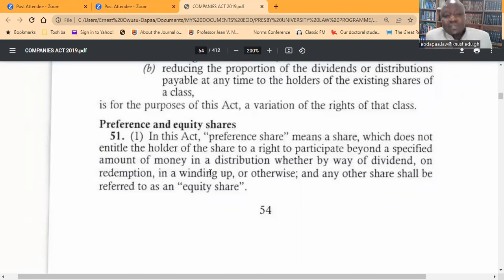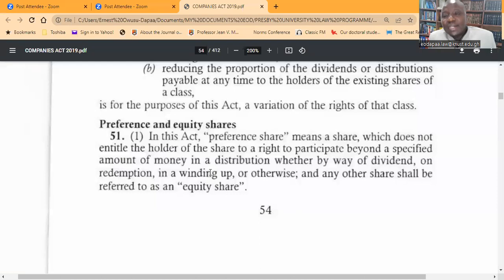Now, let's look at section 51, subsection 1. In this act, that is the Companies Act, Act 992, preference share means a share which does not entitle the holder of the share to a right to participate beyond a specified amount of money in distribution, whether by way of dividend, on redemption, in winding up, or otherwise. And any other share shall be referred to as equity share.